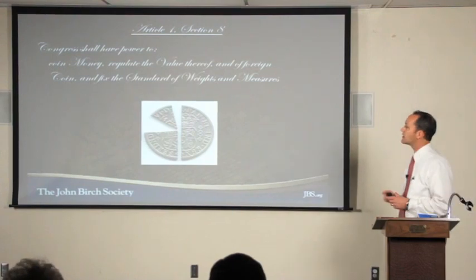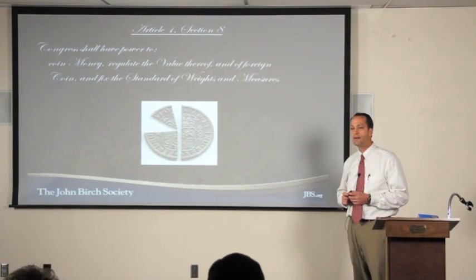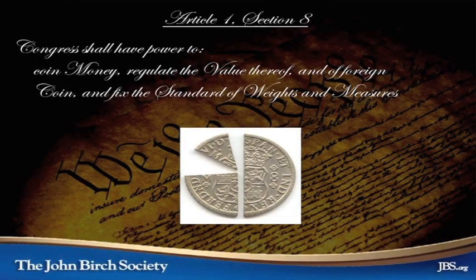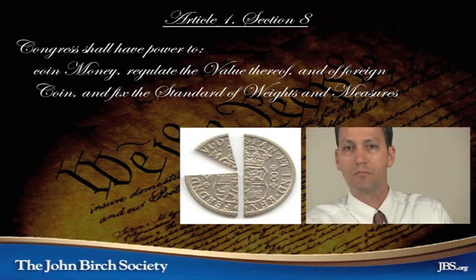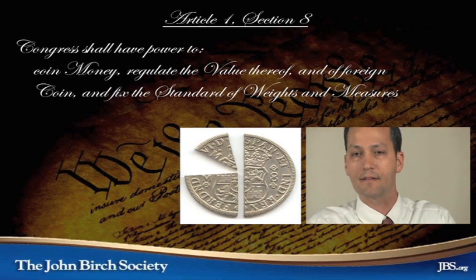That's all under the regulate the value thereof power. Then the coin money power. Congress shall have the power to coin money. They established mints around the country to coin our money. We could bring in our gold and silver bullion and they would turn it into official US coins.